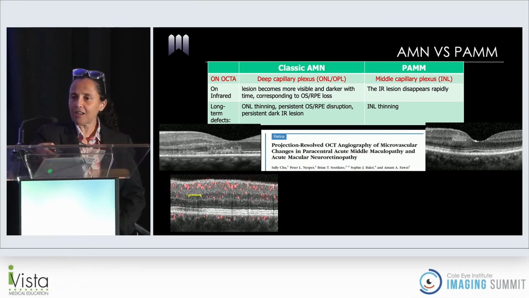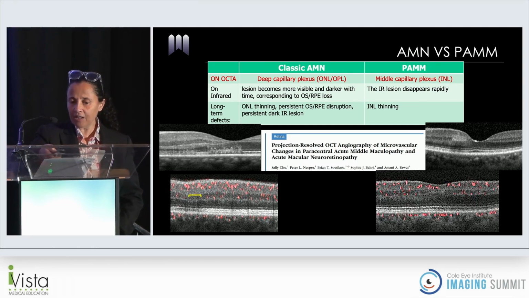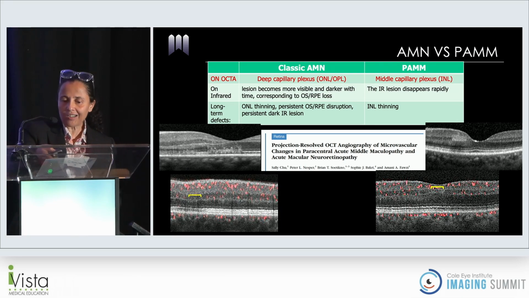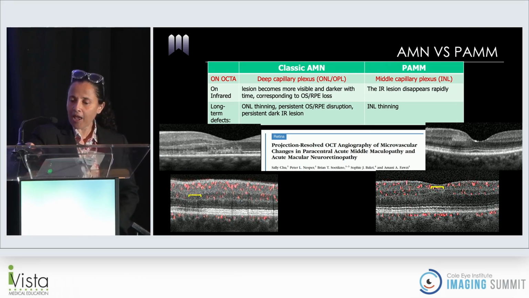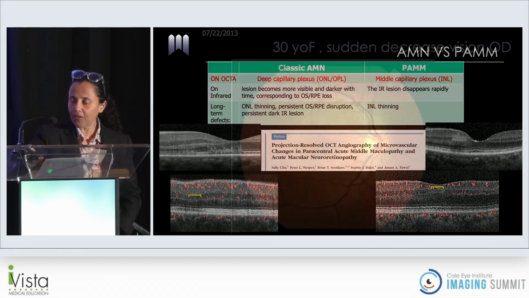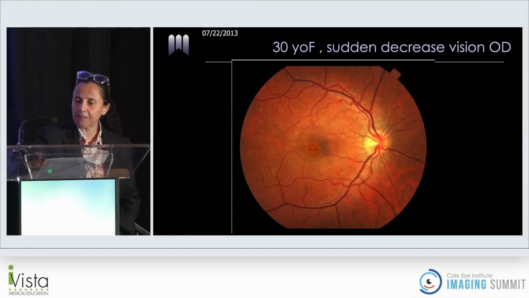So we hypothesized that one is at the deep level in AMN, so the flow is sort of lost at the deep capillaries, whereas in PAM, the flow in the middle capillaries is lost, and then you get sort of different levels of lesions. So now I'll transition to another white dot.